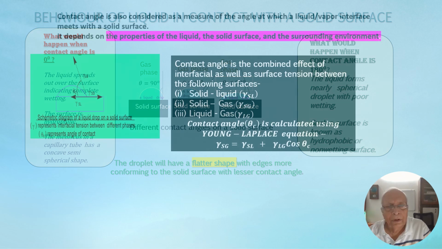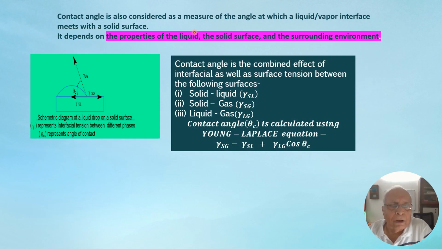Now, a contact angle is also considered as a measure of the angle at which a liquid vapor interface meets with the solid surface. A similar diagram is here. There is a solid surface. There is liquid over the solid surface. There is a drop of liquid over it. And then three different interfacial tensions. We have discussed interfacial tensions. Three different interfacial tensions come into play here.